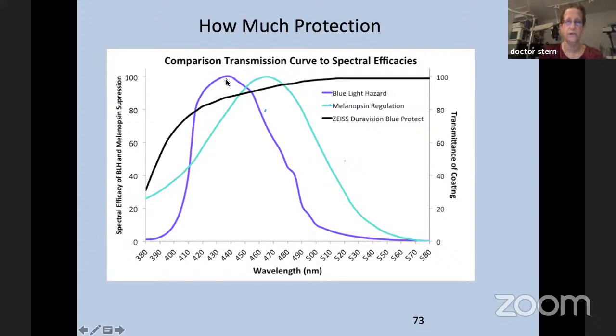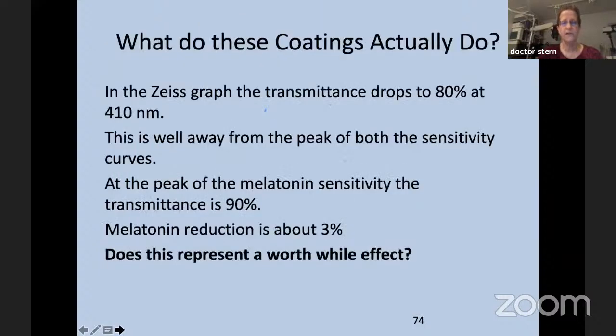Remember we said like 435 and 465 for melanopsin regulation. And you can see that where the blue is the lowest is not quite at the peak of either one of those, which is kind of interesting. And so at the peak of melatonin sensitivity, now it's only about a 10% difference in transmission. And so when you do the math, you're getting about a 3% reduction in melatonin reduction. And so a 3% effect. And so is that worthwhile? Should we be telling everyone that they need these lenses?